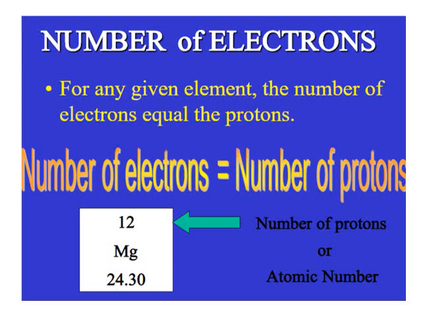So the atomic number of an element will give you the number of protons as well as the number of electrons. So for example, here magnesium with atomic number 12 and mass number 24. So 12 is the atomic number. So 12 is the number of protons and 12 is the number of electrons also in this element.